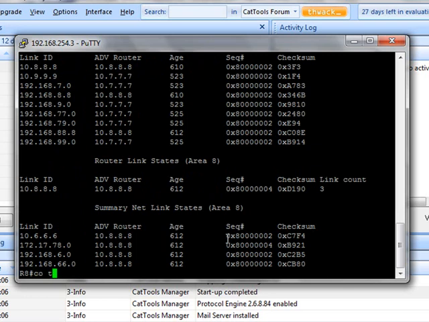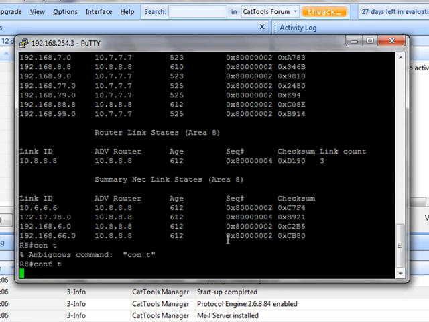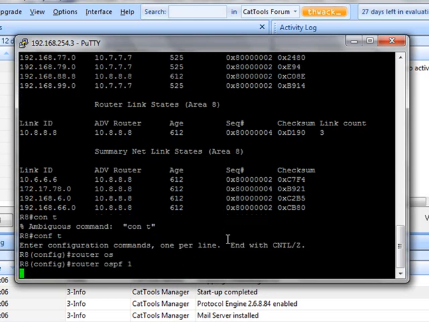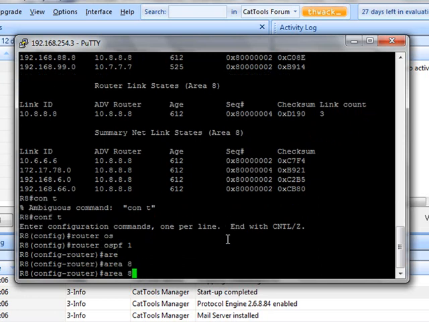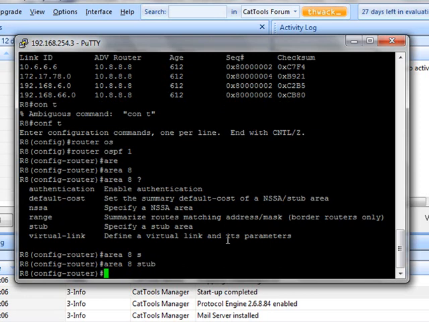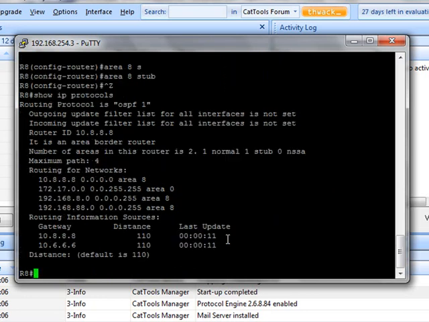So let's configure terminal. Router OSPF 1, area 8 stub. So now let's repeat the commands we were looking at before. We can go back to show ip protocols. Now look, 1 normal, 1 stub.